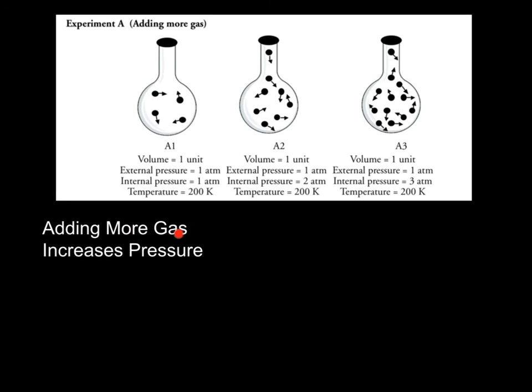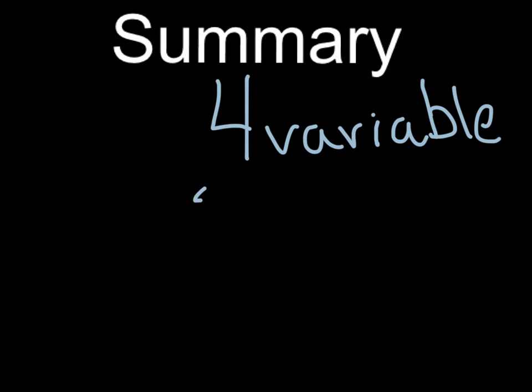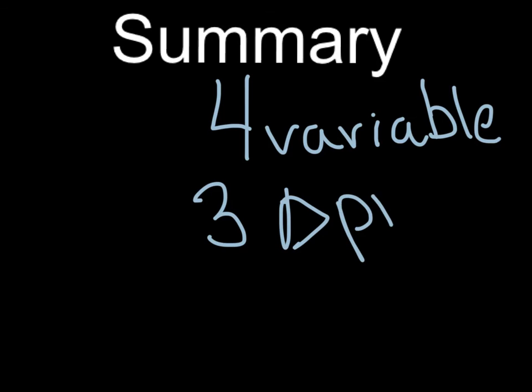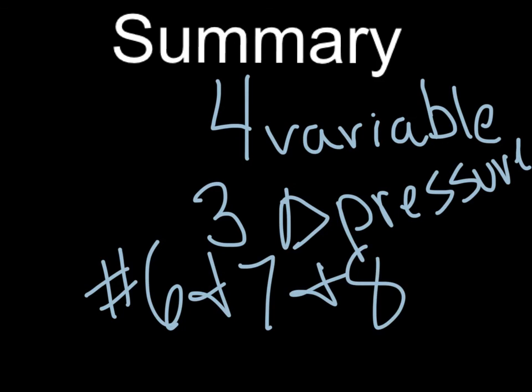Finally, if I add more gas, I will also increase pressure, because if I have more things stuck in the same container, they're going to bump into the sides of the container more often because there's less room. Okay, so adding more gas will increase pressure. So now you've looked at the 4 variables and the 3 ways to change pressure. And you need to do number 6 and 7 and 8 before you are done.